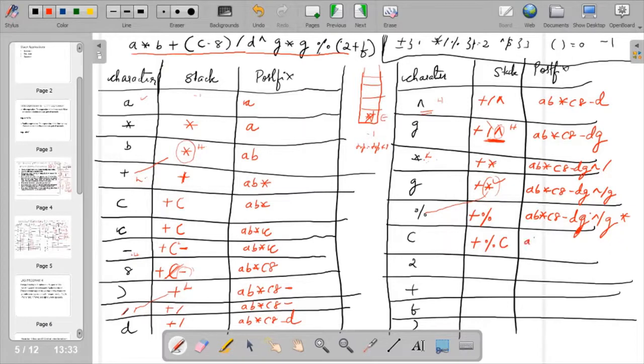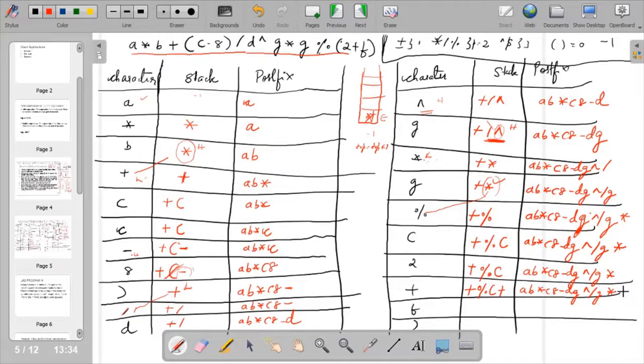So this will be same, AB star C8 minus DG power G star. Next is 2, so it will be again plus opening bracket, and I'll write 2 over here, AB star C8 minus DG power division G star. Next is plus. So plus, when you compare this, has lower priority than this, so I can push it directly over there, plus over here. Then again as it is, I'll write AB star C8 minus DG power G star.